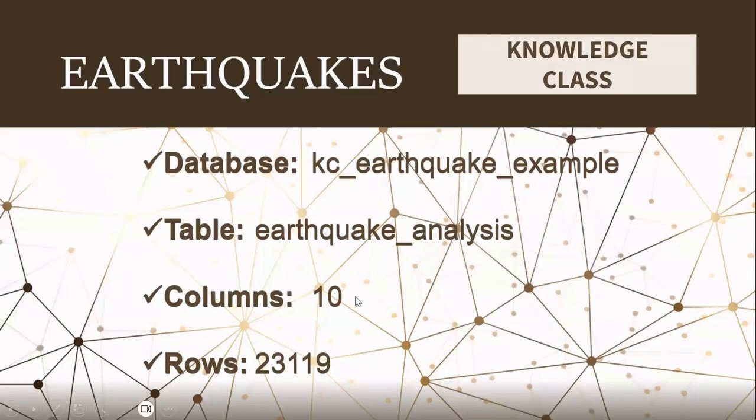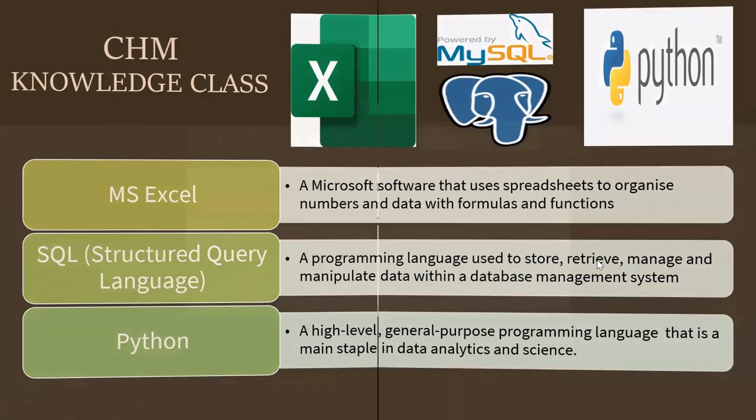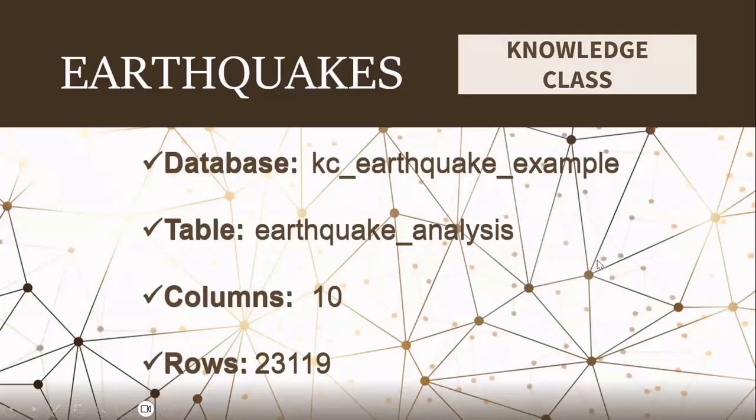Beyond what Seun described from Excel, for the course we did Excel, we did SQL, and then we also did Python. And we learned a lot. For SQL, we learned MySQL and PostgreSQL. I want to share some of the things we found out about earthquakes, still on the earthquake table. We dealt with a table with 23,119 rows and 10 columns.